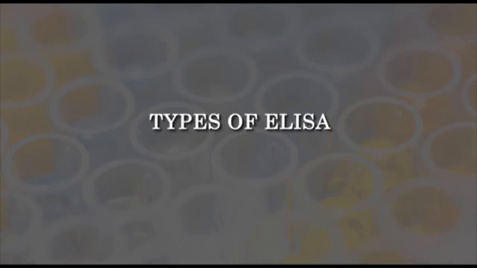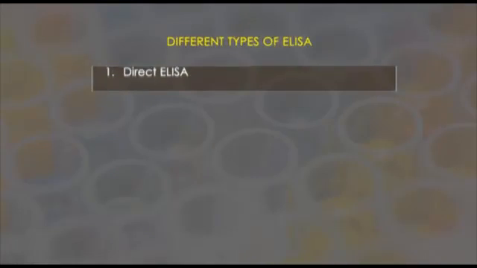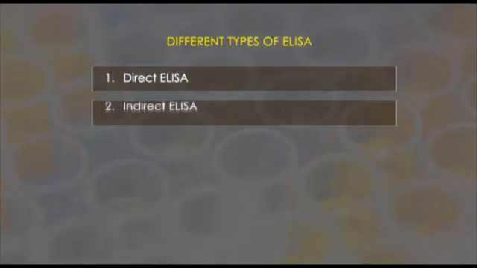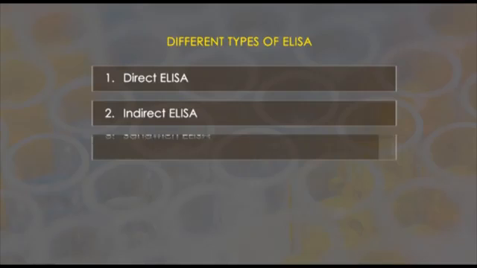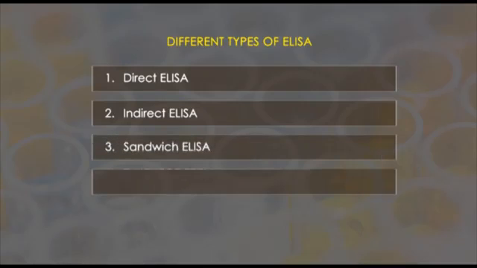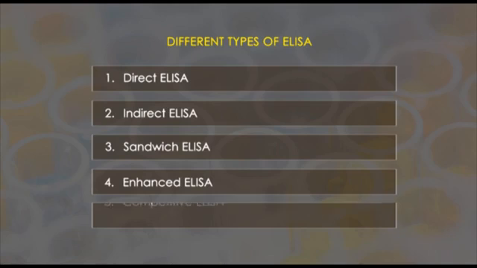Types of ELISA. There are different types of ELISA. Some of them are direct ELISA, indirect ELISA, sandwich ELISA, enhanced ELISA, and competitive ELISA. Direct ELISA.